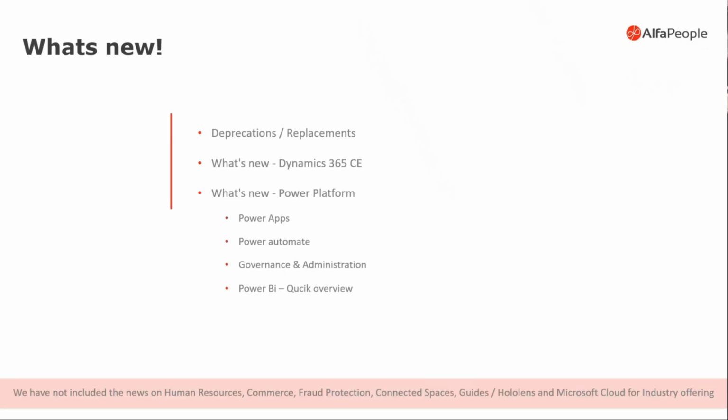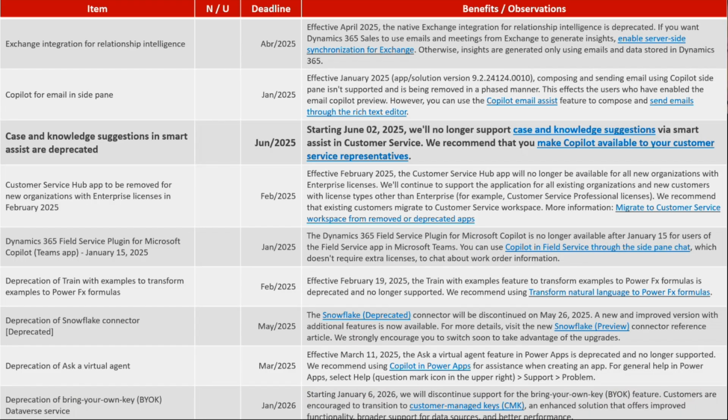Start with the deprecations, replacements. Then we'll jump to Dynamic CE. I'll go through the 4 modules, and then we'll look at the Power Platform. Basically, I'm going to go through Power Apps, Power Automate, governance and administration, and then I'll give you just a quick overview of Power BI. I'm not a Power BI consultant, so what I can say about that is limited. Hope that's all right. Yes, so these are the deprecations this time around in this release wave.